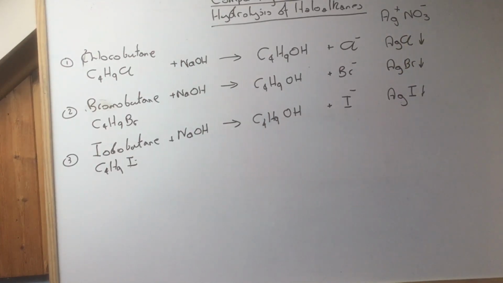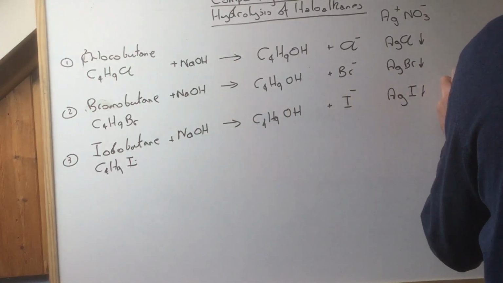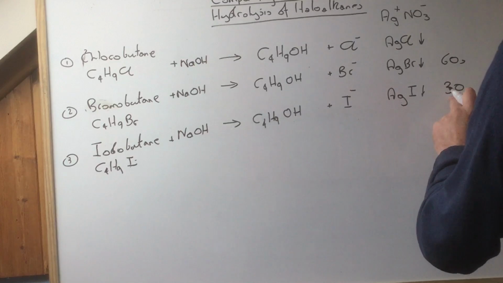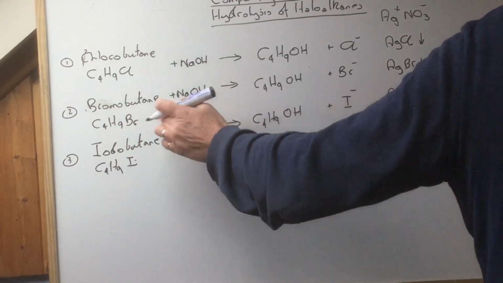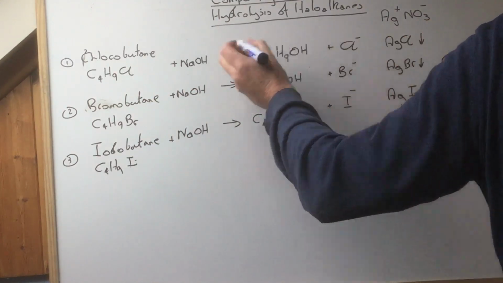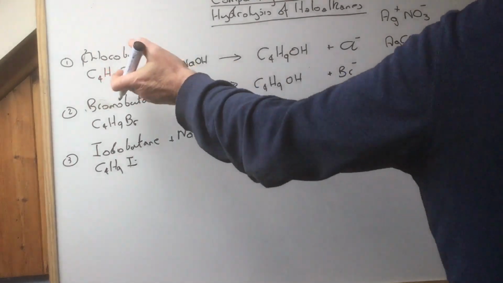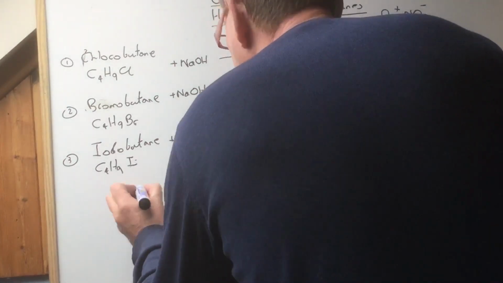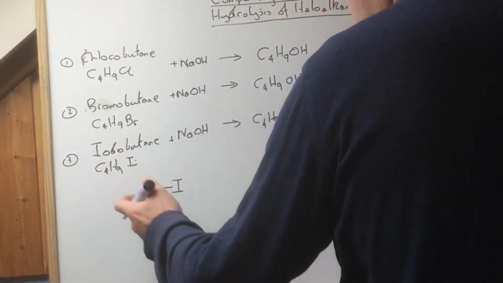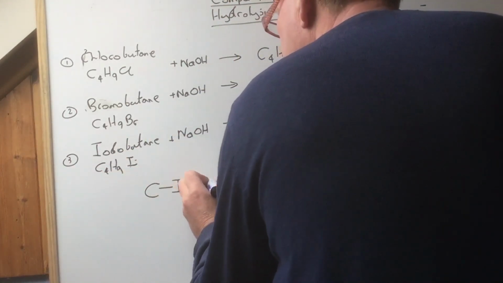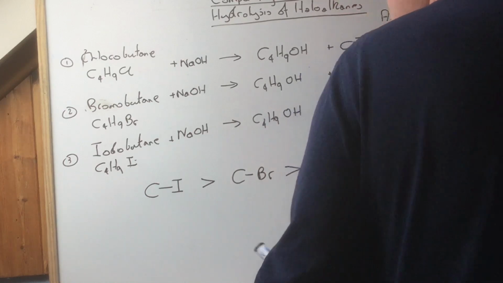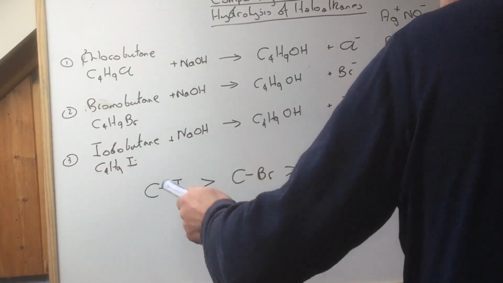What goes first? Let's put some numbers in. These numbers are made up. Fastest, iodo haloalkanes, followed by, say, 60 seconds later, bromobutane goes cloudy second, and third cloudy, slowest of all, 90 seconds say, chlorobutane. So that leads us to this conclusion: whatever it's attached to, CI will react faster than CBr, which will react faster than CCl. Fastest, middle, slowest. That is the rate of hydrolysis.